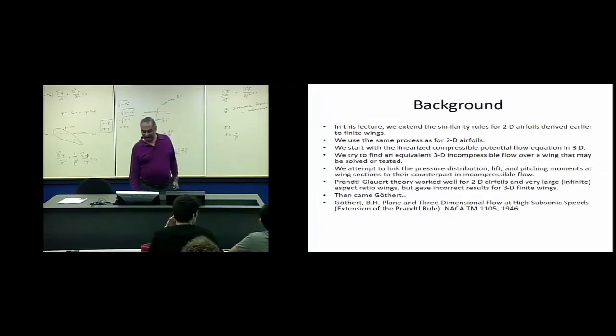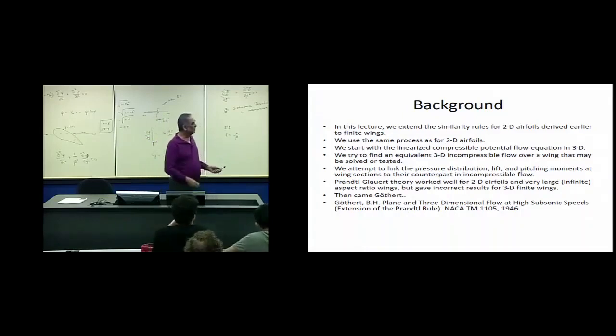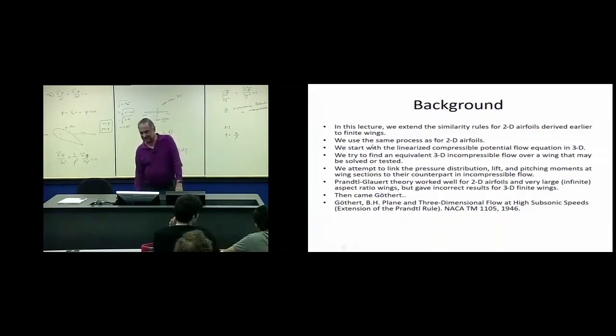So around 1946, Gothert came along. He developed a 3-dimensional extension to the Prandtl-Glauert rule, which is what we are going to talk about. So in your quiz, number 1, you're using Gothert's rule, not just plain Prandtl-Glauert's rule. It uses the same process, except we are dealing with the linearized compressible potential flow equation in 3D. Other than that, the procedure is very, very similar.